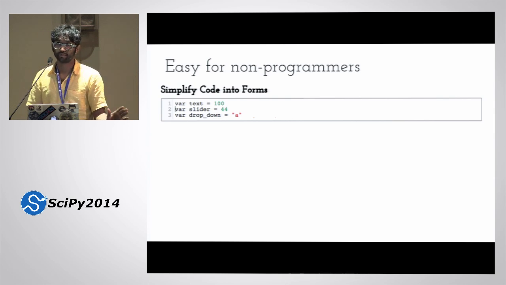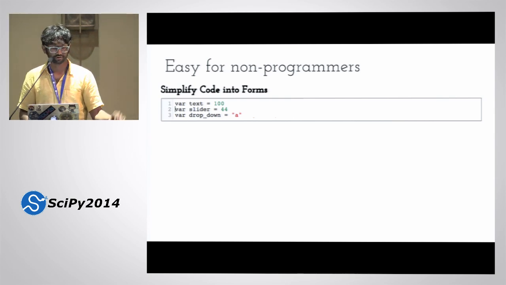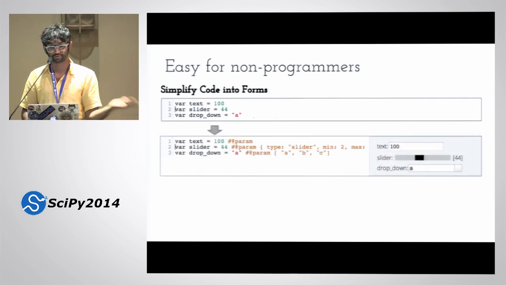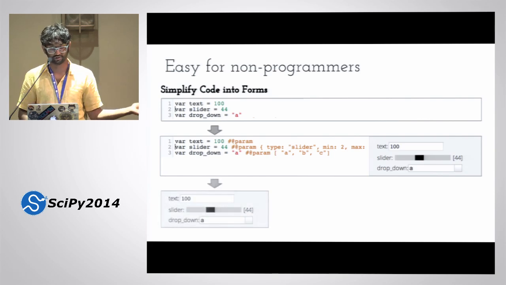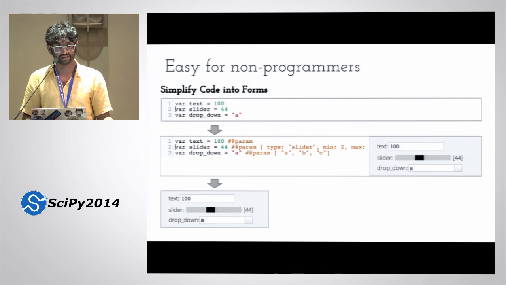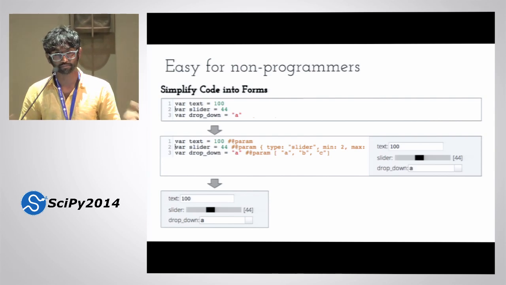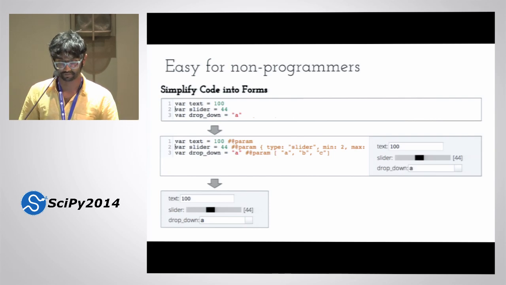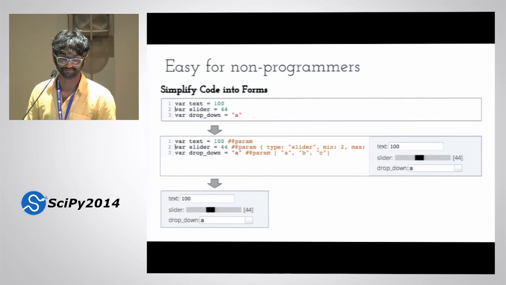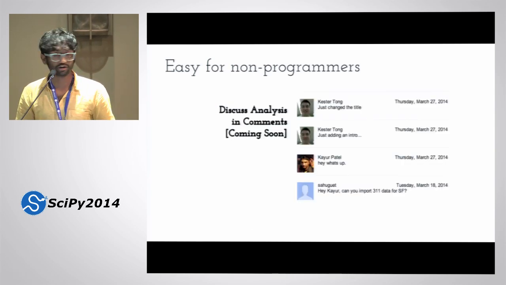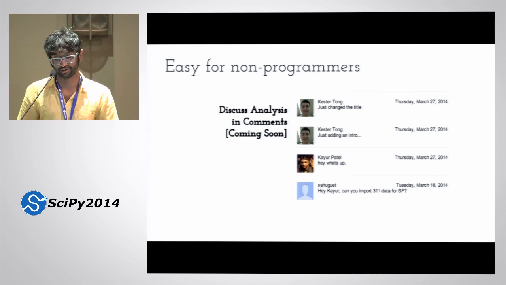We want to make it easier for non-programmers, or people who don't want to program. So here's one way we're doing it. Let's say you have a block of code. Here are like three variables. I can parameterize them, which brings up this view, which creates a parameterized form. And then I can hide the code. And so now we can actually interact with just the parameterized widget, and people can actually take large bits of code, hide boilerplate, and put this so non-programmers can actually use it. We're also adding commenting, which is coming soon, just like Google Docs commenting.